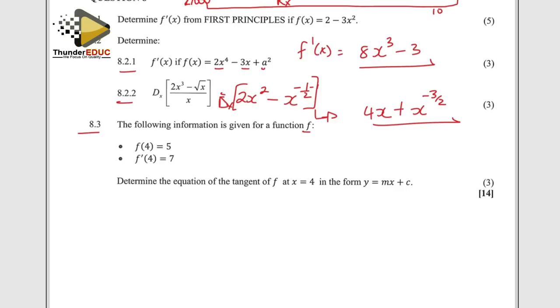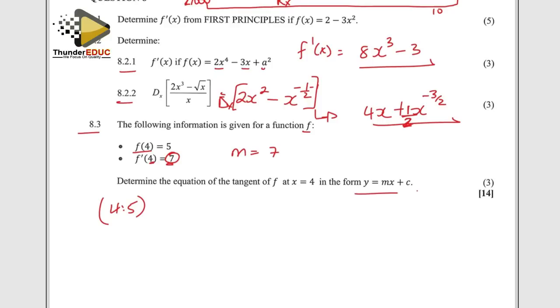Okay, f of 4 is 5, which means 4 and 5 are a set of coordinates. When x is 4, y is 5. Then they go on to tell us, this is a half, guys, no? Because it's a negative half times a negative, you get positive half, x to the negative. They go on to tell us that the first derivative at 4 is 7. So which means the gradient at 4 is 7. So m is 7.